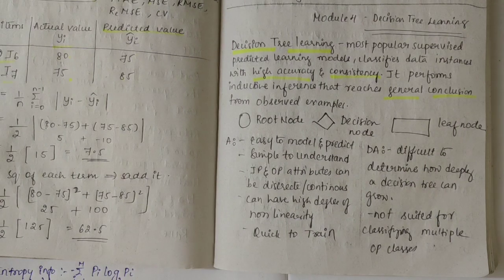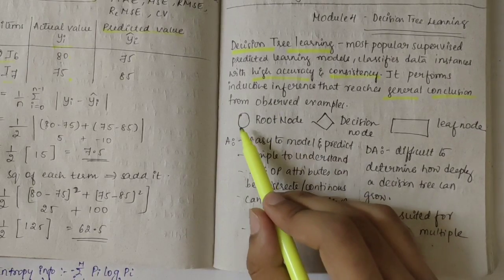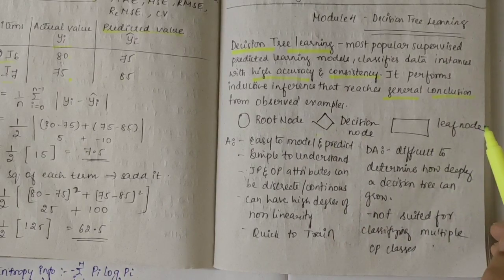If they ask for the structure of a decision tree, then we need to draw this. If the value is filled inside the circle, then it's called the root node, and this is the decision node, and this is the leaf node.